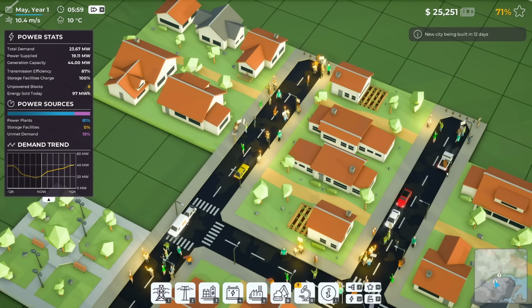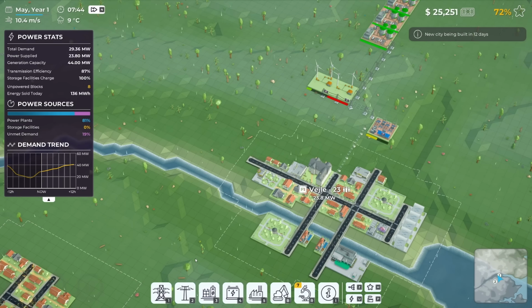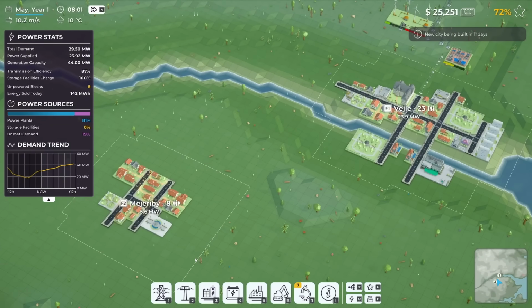Oh man, people are revolting. They've got pitchforks and flames. Right, sorry, guys. I honestly did not even see that. So what are we going to do?